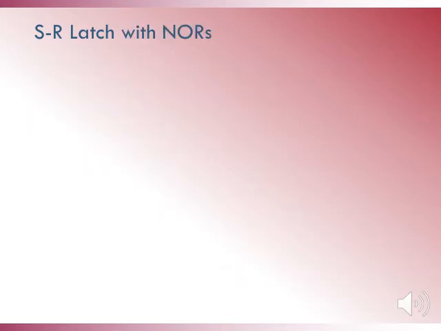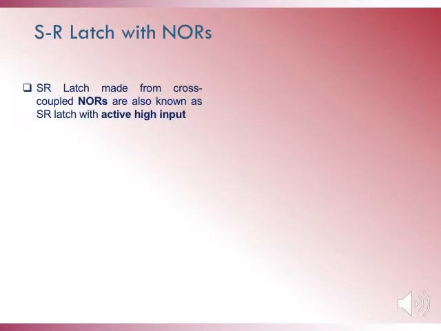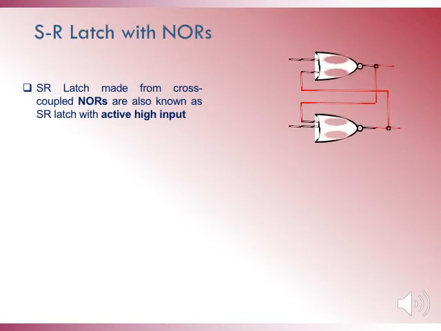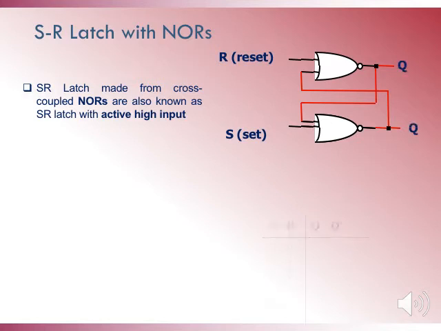The SR latch made from cross-coupled NOR gates is also referred to as SR latch with active high input. The diagram shows the construction of the SR latch with cross-coupled NOR gates. The second inputs of the NOR gates are referred to as R for reset and S for set. The outputs of the NOR gates are called Q and Q bar. The operation of this SR latch can be best understood with the help of its truth table. The truth table shows the two inputs S and R on the left hand side with its four combinations and the output Q and Q bar on the right hand side.